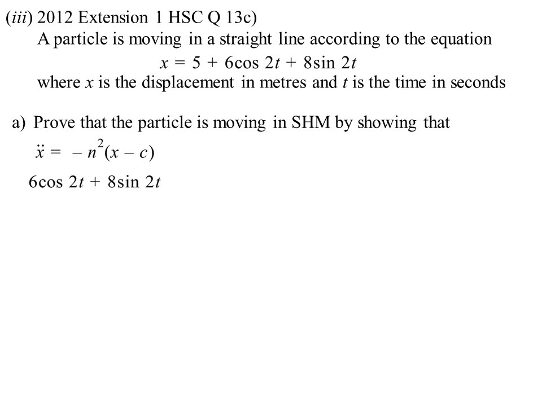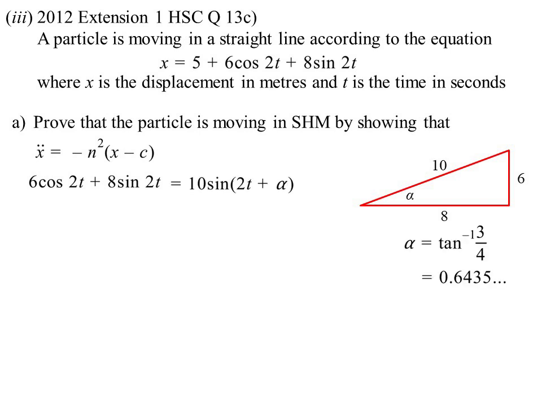Let's look at this thing. I can make life easier for myself. Anytime I see cos and sine and the angle's the same, I know I can combine those into one trig function. This 6 cos 2t plus 8 sine 2t, the hypotenuse would be 10. I know it's going to be 10 sine of 2t plus alpha, and alpha would be the inverse tan of 3/4. So now I know I could rewrite x like so, and that's a little bit easier.